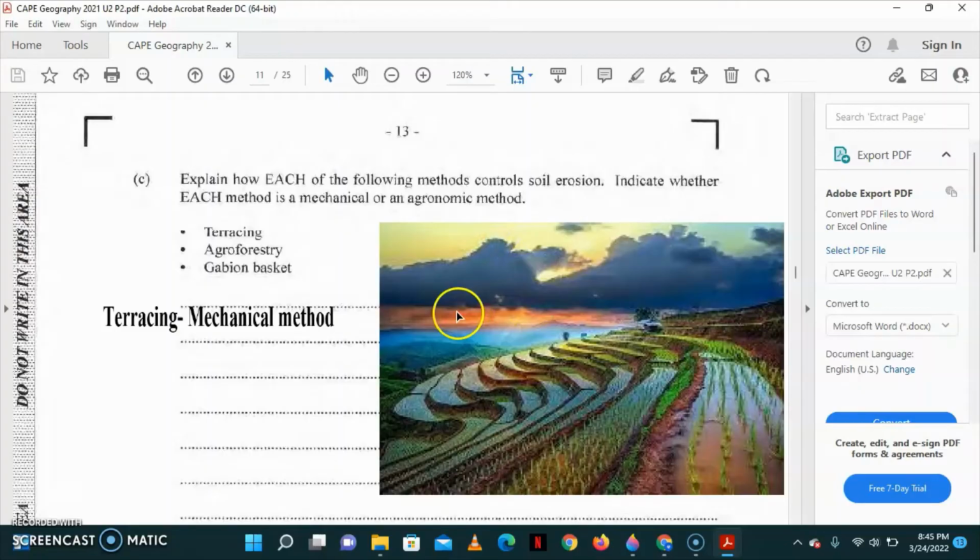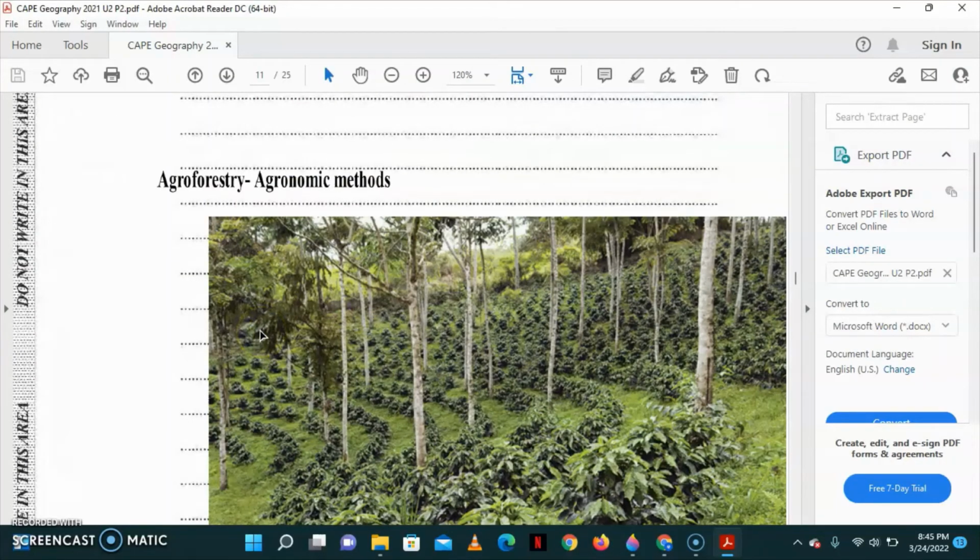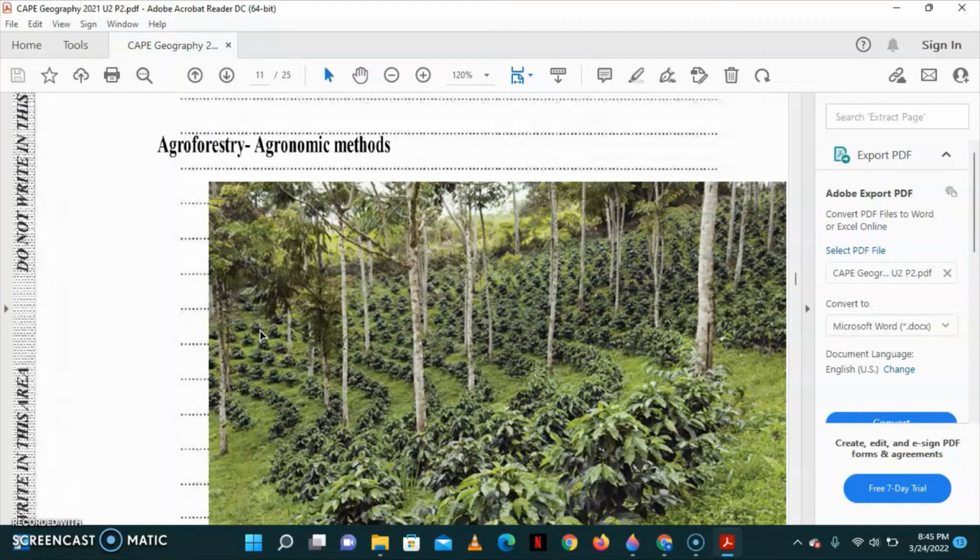Now, let us talk about agroforestry. All right, so that's a picture showing us agroforestry. Agroforestry is the interaction of agriculture and trees, including the agricultural use of trees. This comprises trees on farms and in agricultural landscapes, farming in forests and along forest margins, and tree crop production, including coffee, cocoa, rubber, and oil palm. It is an agronomic method.